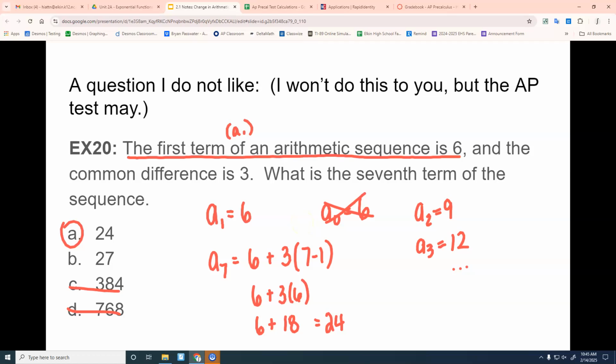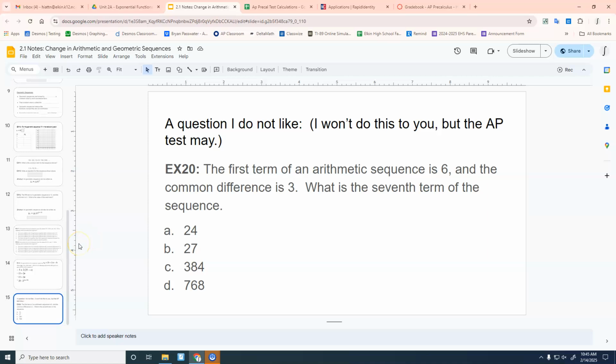But if you got 27, if you got B, you added 3 one too many times. Probably a good chance because you started thinking that was the 0 value instead of the first value. If I give it to you, I'll try to clarify. I don't know what they may do on the exam because there was an AP Classroom question that looked like this, which is the reason I threw it in here. All right, is that everything on this one? Yes. Okay.